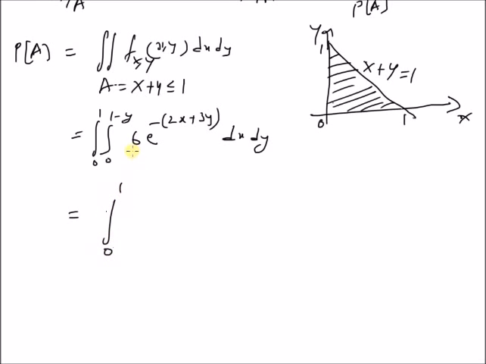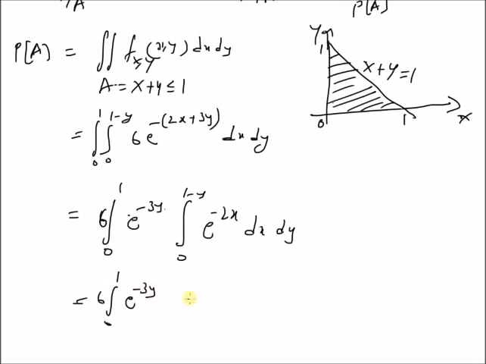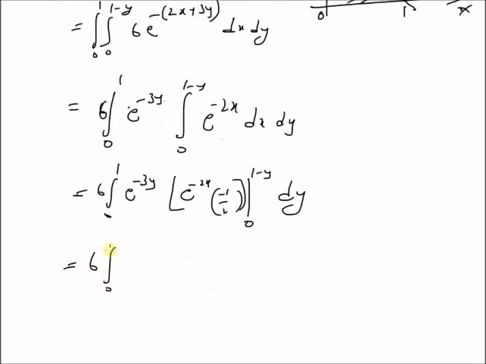This is the integration for the probability of A. By separating the x terms and the y terms, we have the integral from 0 to 1 of 6 e^(-3y), times the integral from 0 to 1 minus y of e^(-2x) dx, dy. This is equal to 6 times the integral from 0 to 1 of e^(-3y), and the inner integration gives e^(-2x) times minus 1 by 2, with limits 0 to 1 minus y. At x equal to 1 minus y we have e^(-2(1-y)), and at x equal to 0 we have minus 1, and we also have the factor minus 1 by 2, dy.